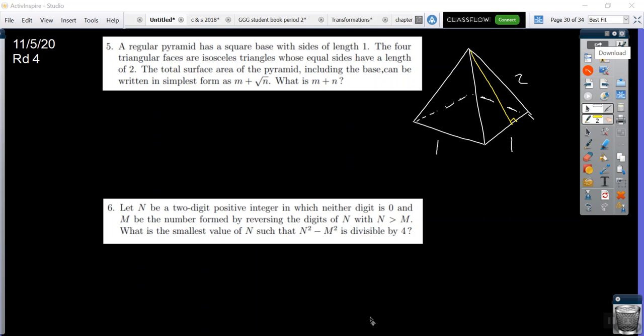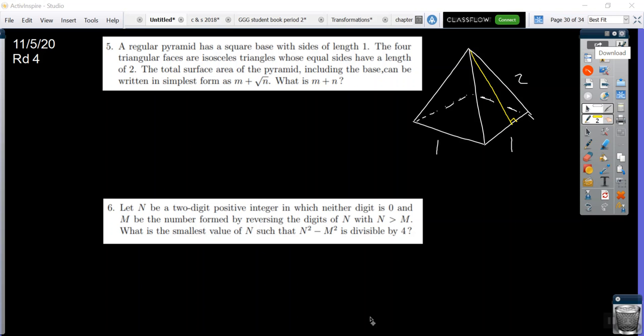So we're going to take a quick look at problems 5 and 6 from Math Madness, round number 4. A regular pyramid has a square base with sides of length 1, and 4 triangular faces are isosceles triangles whose equal sides have a length of 2, just like the drawing. The total surface area of the pyramid, including the base, can be written in simplest form as m plus the square root of n. Okay, well, let's start with the easiest thing.